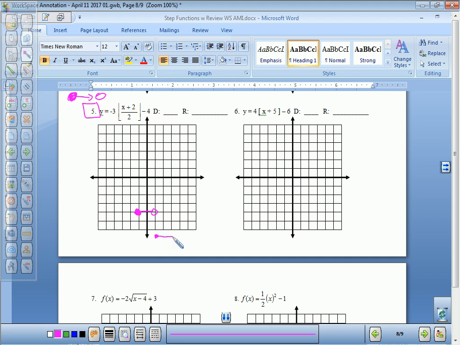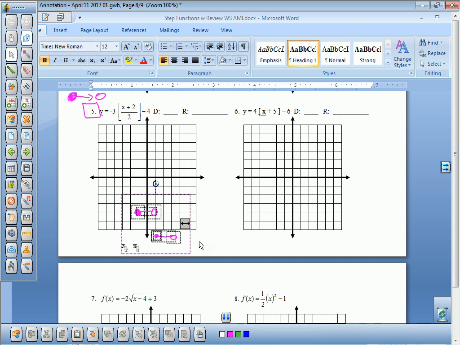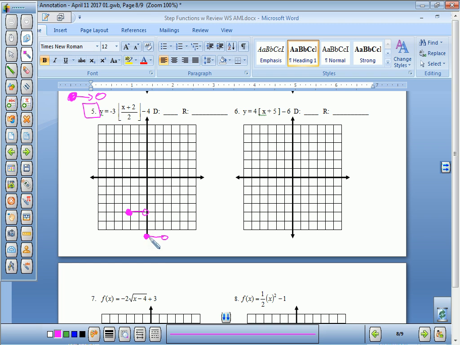Wait, isn't it -2 over? It's supposed to be over -2. Yeah, it was. And then the last one is down 3. Down 1, 2, 3. We're straight off the graph.